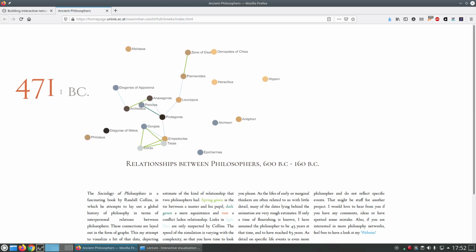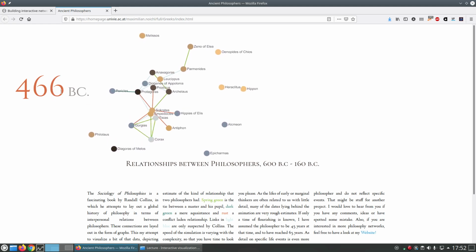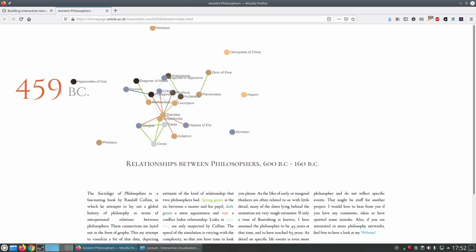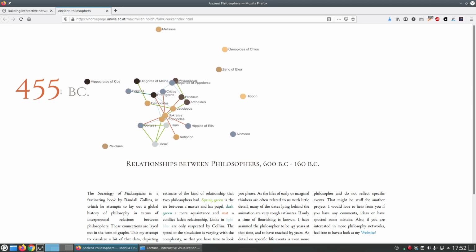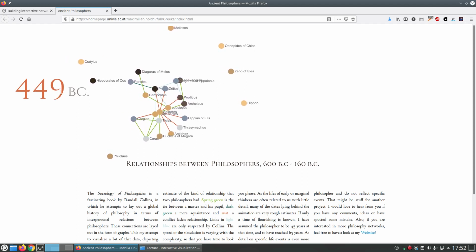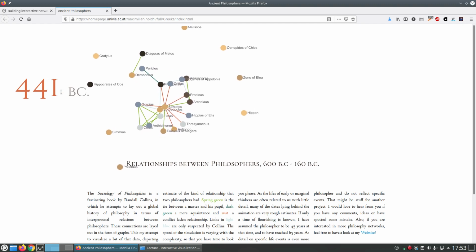So in this network, if the edge is light green, it means that the relationship between the philosophers was a master-pupil relationship. If the edge is dark green, it means that they knew each other, they were mere acquaintances. If the edge is orange, it means that there is a conflicting relationship. They did not really agree on each other's philosophical standpoints. And finally, if the color of the edge is light blue, it means that the relationship is only suspected by the author of the book, in this case Sociology of Philosophies, Randall Collins.